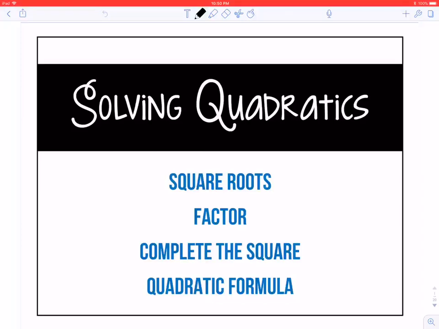Okay, today we're going to look at the big idea of solving quadratic equations. Specifically, we want to look at solving algebraically, and we have four options. We could solve using square roots, solve by factoring, solve to find those x-intercepts by completing the square so that we can isolate that x. And then our fourth option is solve using the quadratic formula.